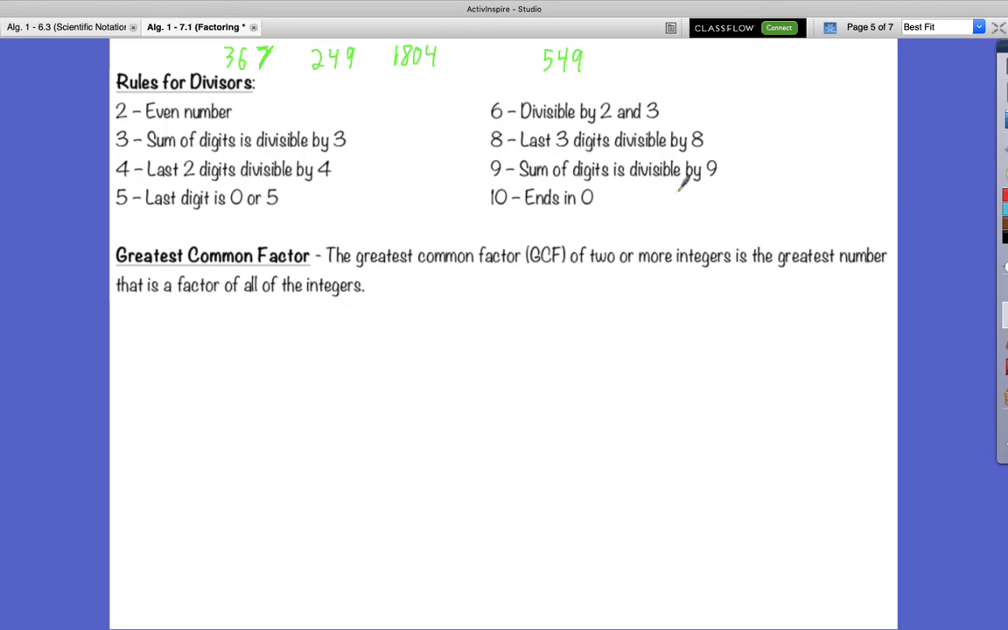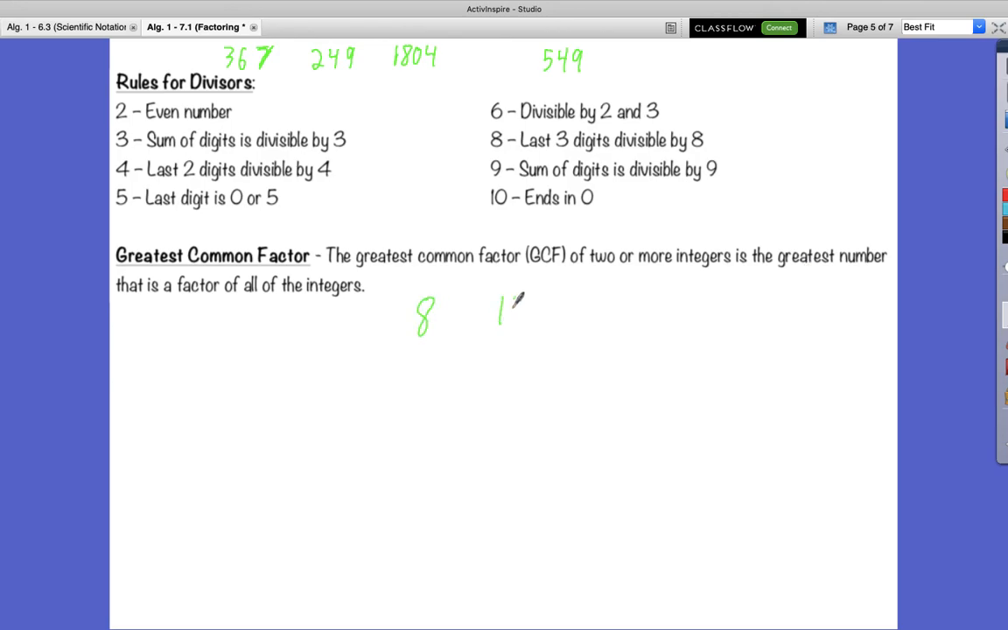So the greatest common factor, or GCF, of two or more integers is the greatest number that is a factor of all the integers. So it's the greatest number that goes into both. A common factor is a factor they both have. In this case, we're just looking for the greatest such one.